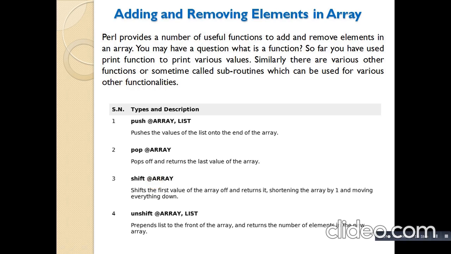which removes the first element and moves all the elements down. Unshift, @array, comma, list. As I said in the first example, if I push Sharnu, it will be added at the last. But if I want the name Sharnu to be added first, before Nagraj, Chetan, Sidhu and all, then I will use unshift, which prepends the list to the front of the array and returns the number of elements in the new array.